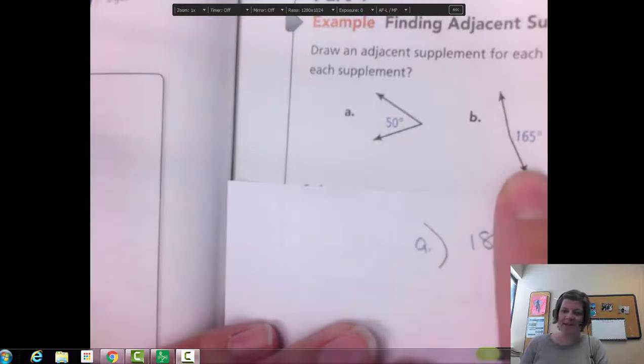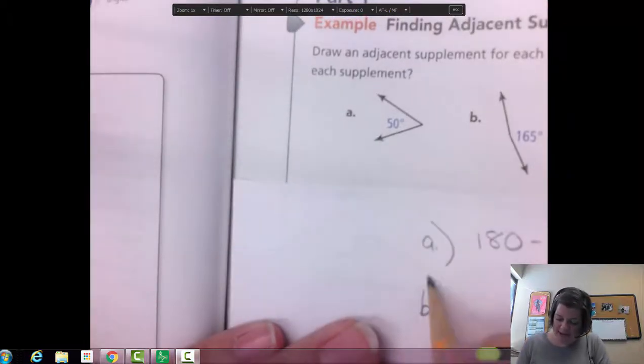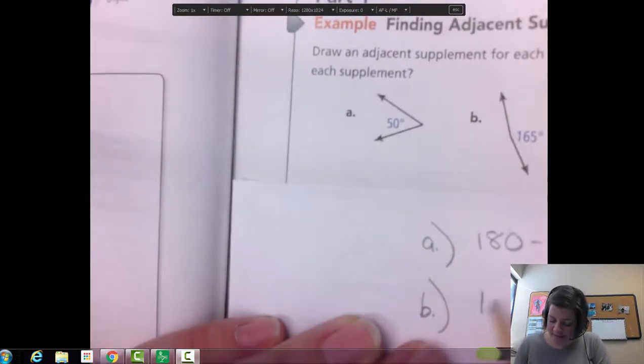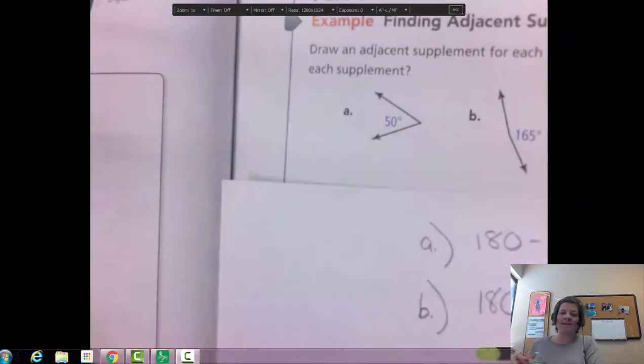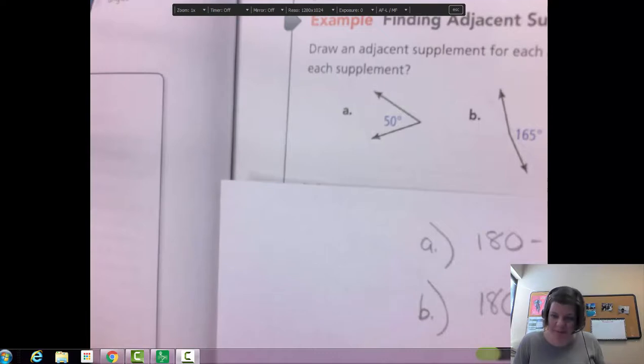Well, look at B. It's 165. What is supplementary to 165? Well, take the 180 and subtract off your 165. So 180 minus 165 is going to give us 15 degrees.